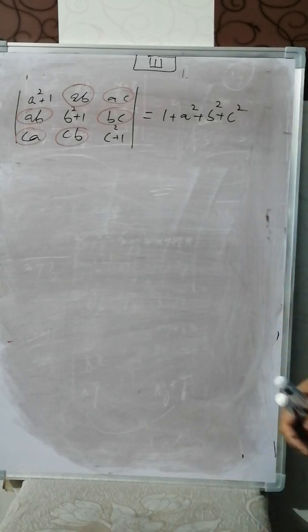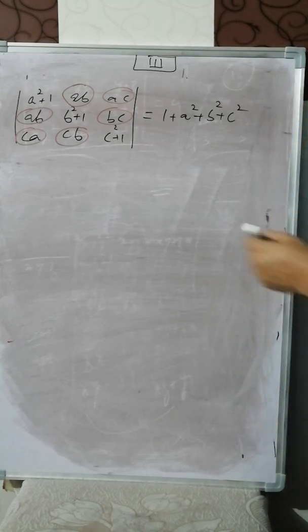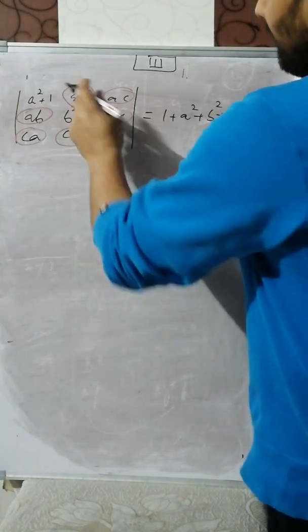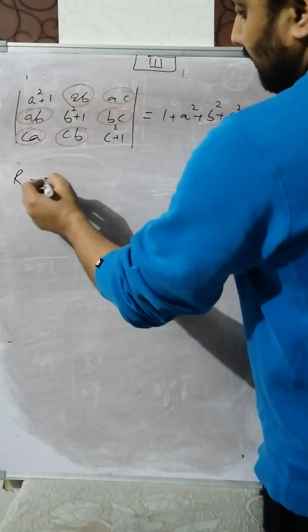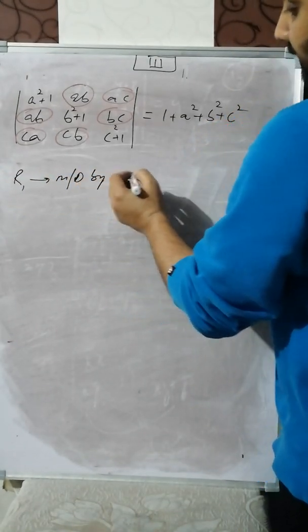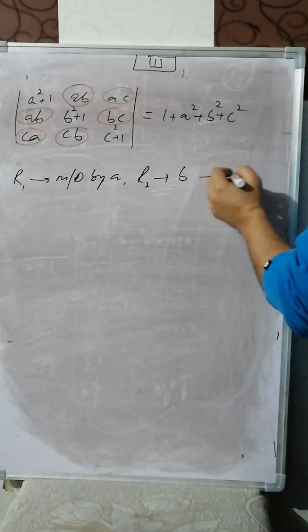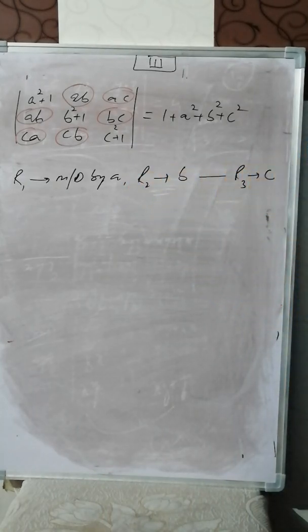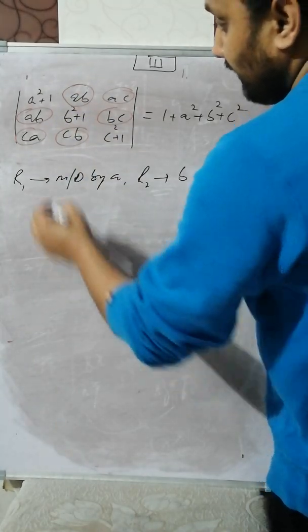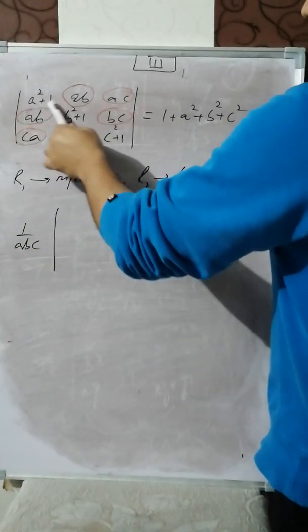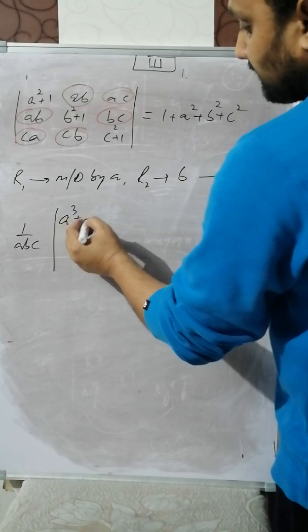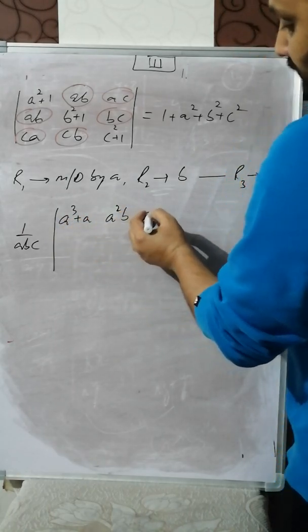जब भी आप किसी रो को या किसी कॉलम को किसी भी नॉन ज़ीरो नंबर के साथ मल्टीप्लाई करोगे, इस चीज़ का ध्यान रखें कि आपको उसके साथ उसको डिवाइड भी करना है. सो यहाँ पे what I do here is, मैं क्या करता हूँ, R1 को मल्टीप्लाई एंड डिवाइड बाय a, R2 को b और R3 को c। ठीक है बॉस, in the left hand side I am talking about. सो क्या हो जाएगा, 1/abc will be out and when you multiply this with a, it will be a cube plus a square b, this will be a square c.